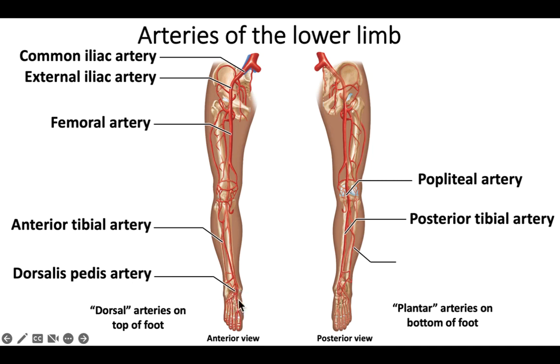Then it's going to split into a bunch of little arteries on the top of the foot. The posterior tibial is going to go down and cover the bottom of your feet, so it's going to form what are called plantar arteries. And then there's an artery that comes off of that posterior tibial and goes down the fibula, and that's called the fibular or peroneal artery.